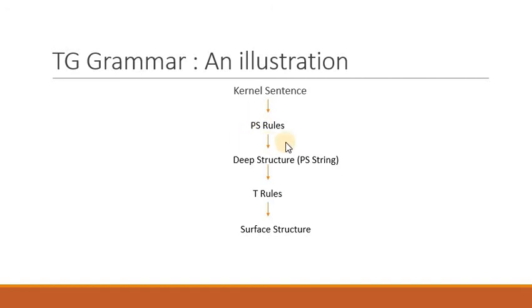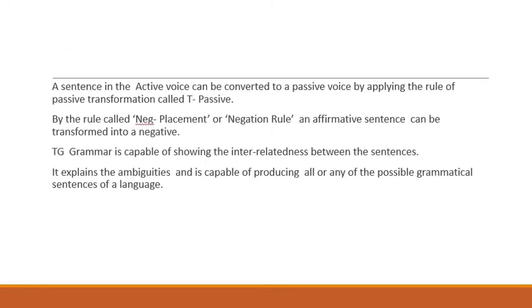We apply PS rules to the kernel sentence and we derive a deep structure or PS string, to which we apply T rules or transformation rules and we arrive at a surface structure. This is how we do transformational generative grammar. This is how we analyze a sentence using transformational generative grammar. Now let's take a look at it. What are these transformations? Let's take a look at it.